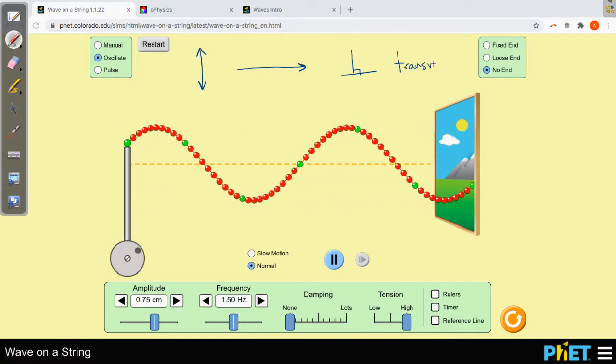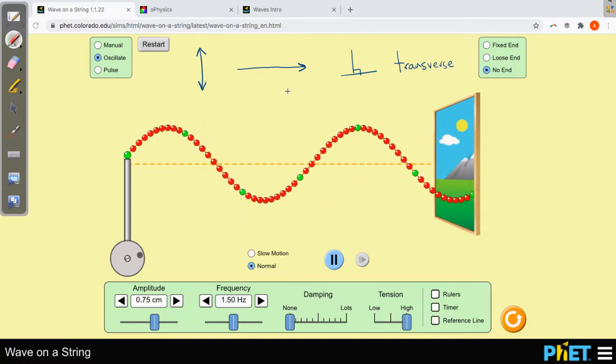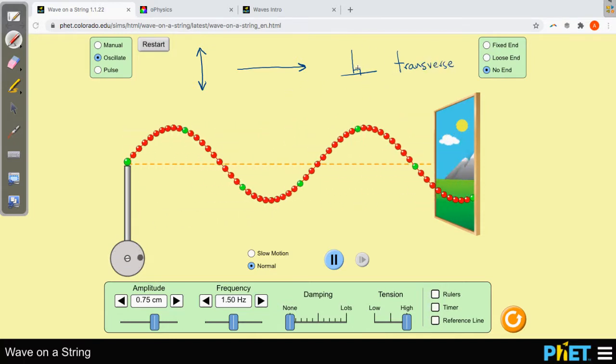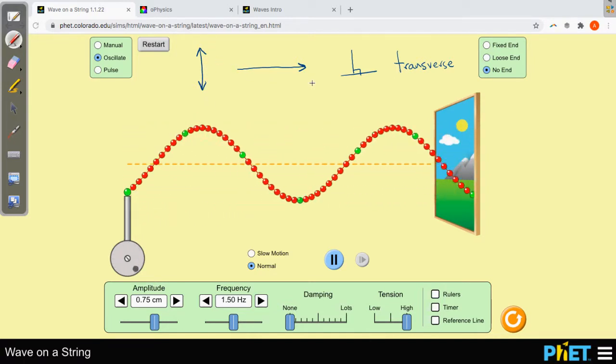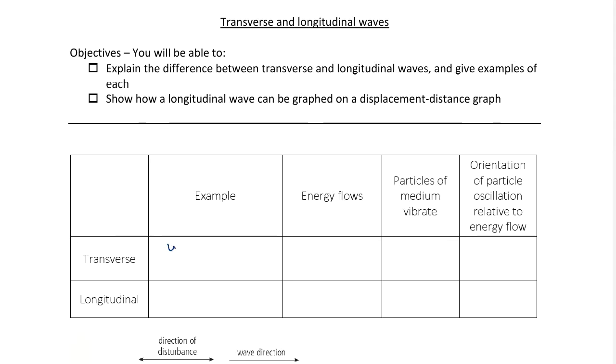So we call this a transverse wave, where we have this perpendicular orientation between the oscillation of the particles themselves and the direction that the wave is propagating. So a wave on a string is an example of a transverse wave, where we see the energy flowing in one direction and the particles of the medium vibrating perpendicular to it. So in our case, the energy was flowing out to the right and the particles of the medium were vibrating up and down, which is perpendicular. That's characteristic of a transverse wave.